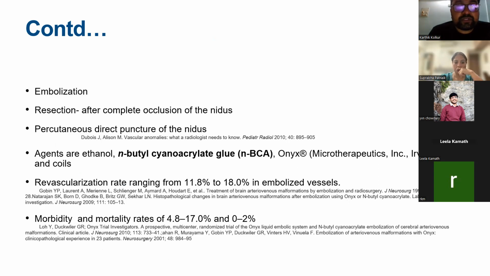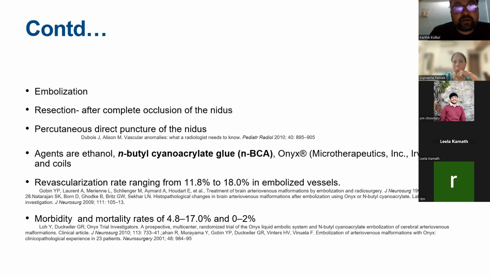So after the complete occlusion of this nidus using the glue or sclerosants, we can consider resection. Third thing is the percutaneous direct puncture of the nidus. As in our case, which is a neonate, where the femoral approach will be difficult, we have considered the percutaneous direct puncture of the nidus. So there are various agents like ethanol, N-butyl cyanoacrylate glue, Onyx, and coils, they have been tried.